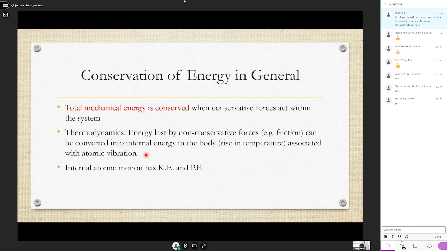At this point, you have all just started this course, right? So you haven't come to thermodynamics yet. Next time when you study thermodynamics, you will also encounter a lot of energy concepts. Internal atomic motion has KE and PE also. Okay, just for knowledge.